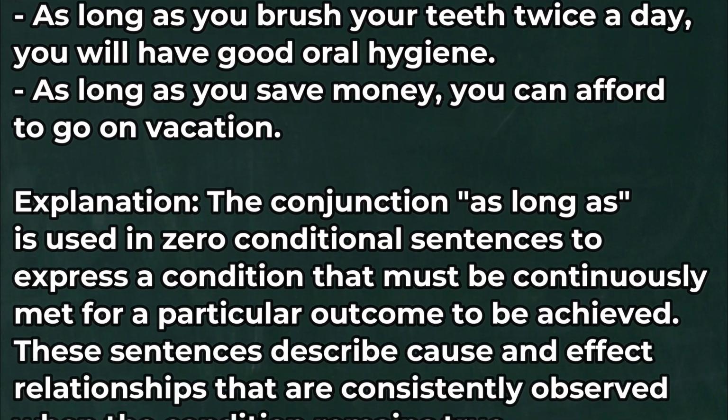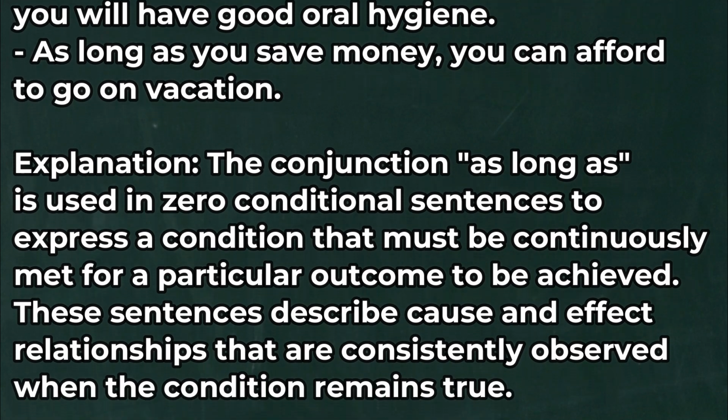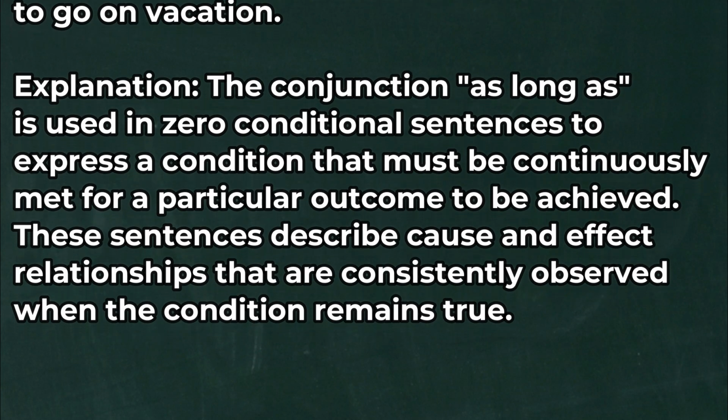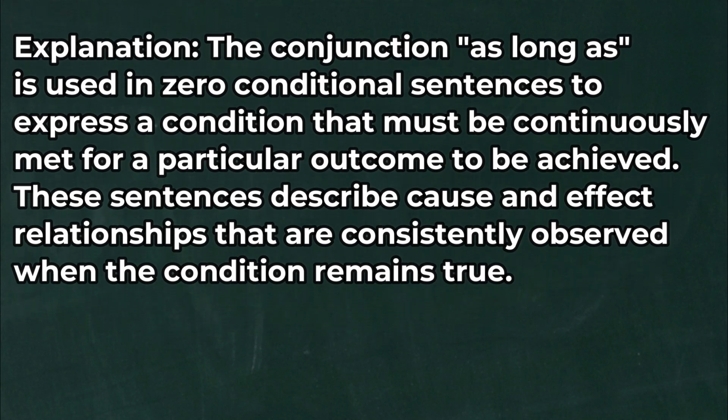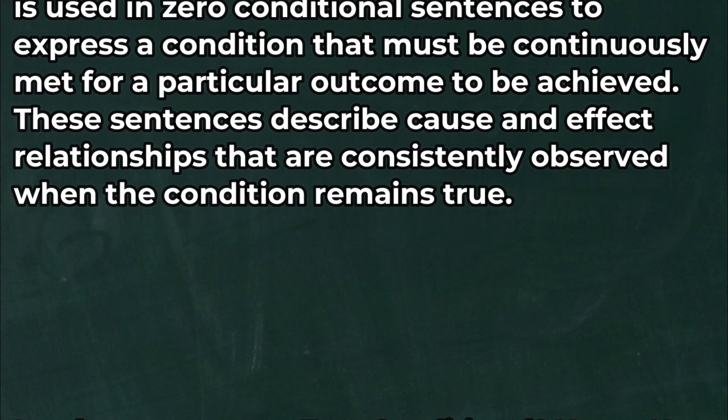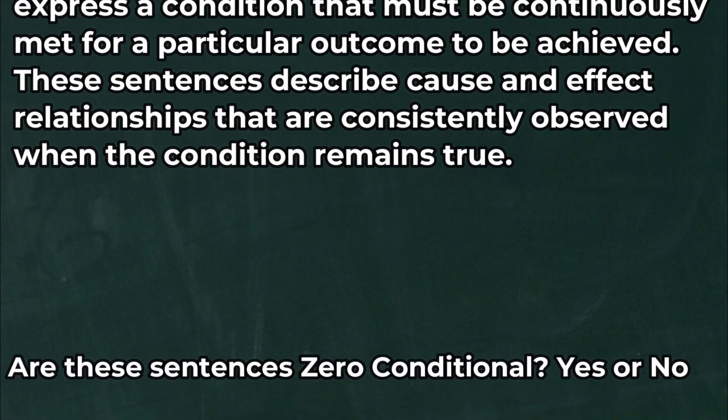Explanation. The conjunction as long as is used in zero conditional sentences to express a condition that must be continuously met for a particular outcome to be achieved. These sentences describe cause and effect relationships that are consistently observed when the condition remains true.